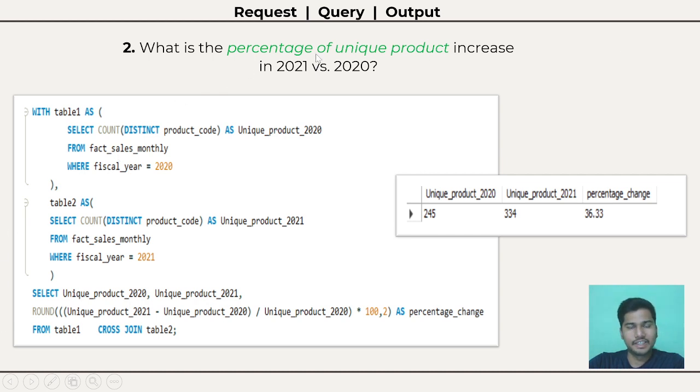Second request: percentage of unique product increase in 2021 versus 2020. Here I used a CTE, which is used for making temporary tables. I made two temporary tables, and for finding the percentage, I used the formula. In the end, I joined with a cross join. And this is the output which I got.